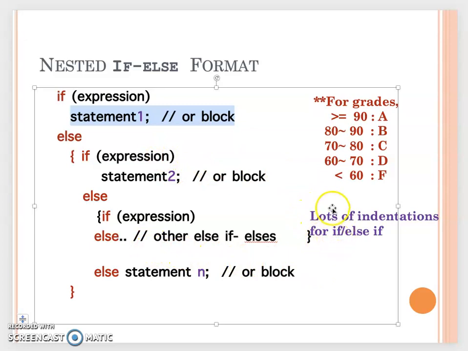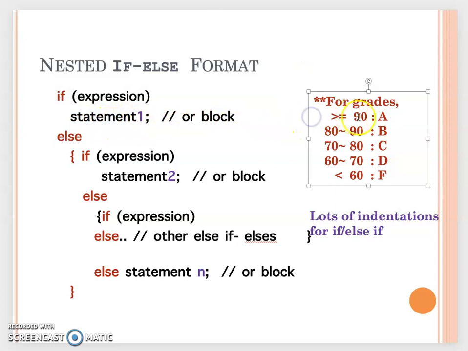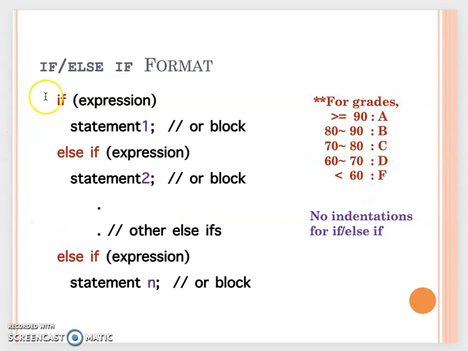It's difficult to read. For this kind of situation, we know that if the first condition is false, we need to continue to check. Each condition is connected to the others, and we have so many layers. So we will introduce another one we call the if-else-if format. The if-else-if format is actually still one kind of nested if-else statement, but we make the format a little clearer.